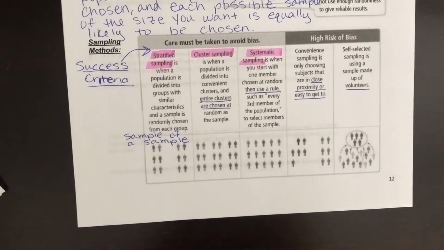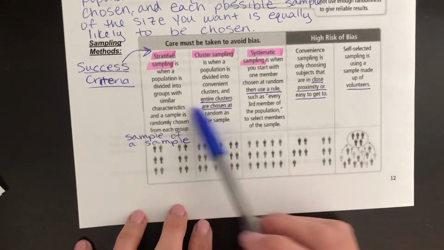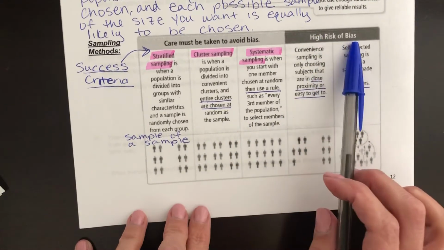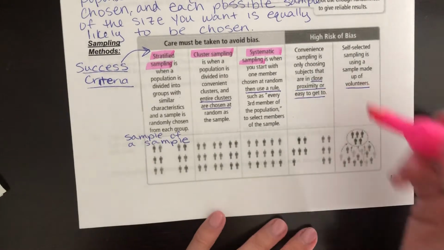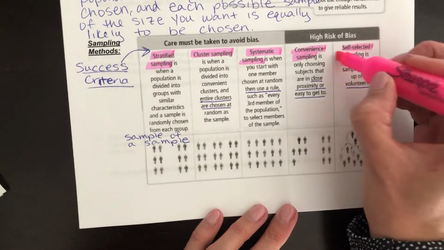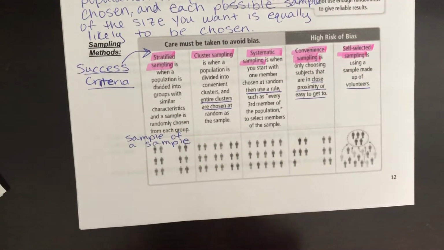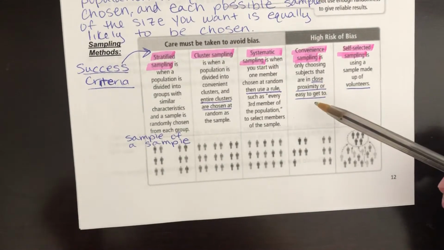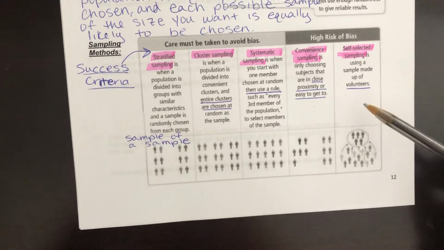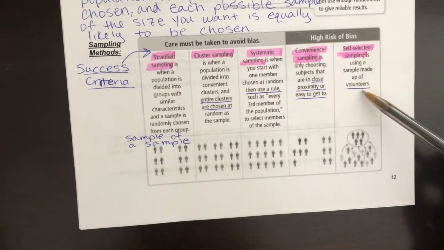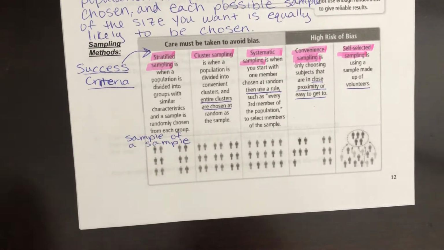All right, the last 2 with a higher risk of bias are the convenient sampling and the self-selected sampling. So those are our last 2 of the 5. Convenient sampling is where you choose people that are close to you or easy to get to. And then self-selected is a sample made up completely of people that volunteer to be in your study. So volunteers would be the key word there.